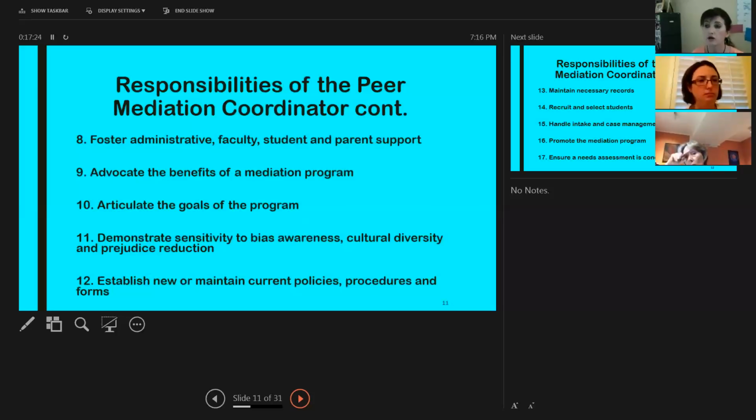That's important that our students are able to do that, especially as they're going to be mediators, because they have to be neutral. They have to be aware of their biases. We teach those students to do that, but we also have to be aware of that as coordinators. Number 12, establish new or maintain current policies, procedures, and forms. We're always updating our forms. We're always trying to stay abreast of the newest information, the newest training. So we always have to train our students in advanced conflict resolution skills as well.